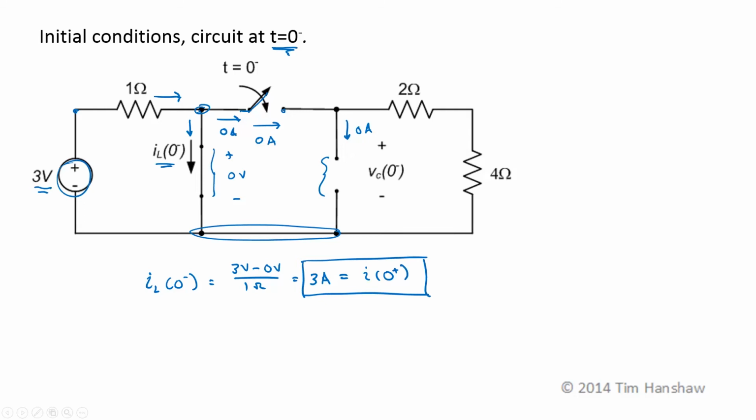The voltage source is not connected to the capacitor during this period of time, so there's no forcing function here. So V sub C at 0 minus is just going to be 0 volts, which is the same as V sub C at 0 plus. So there's my initial voltage across the capacitor.